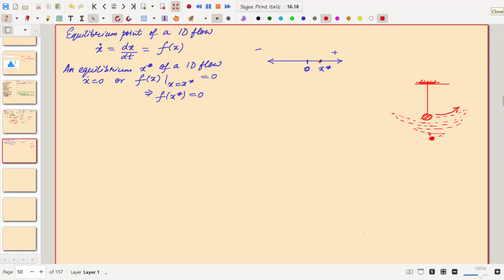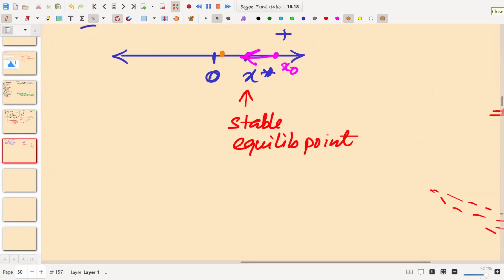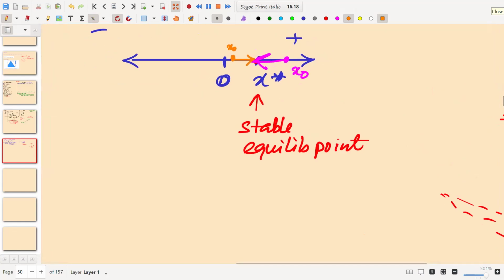Suppose this is a stable equilibrium point. If you start from this initial condition, suppose this is my x naught, then what will happen? It will go in this direction and converge. Suppose you started from this initial condition x naught here. Then it will go in this direction and converge. Why? Because your fixed point x star is there, right? Can it go from here, any other direction, and converge like this?